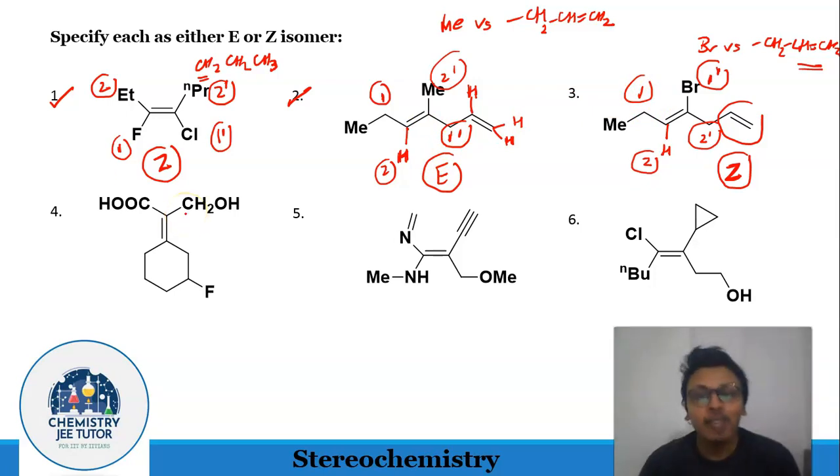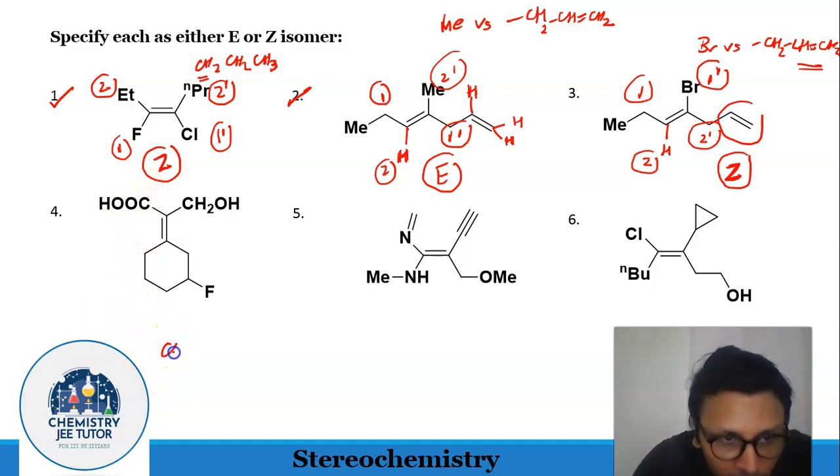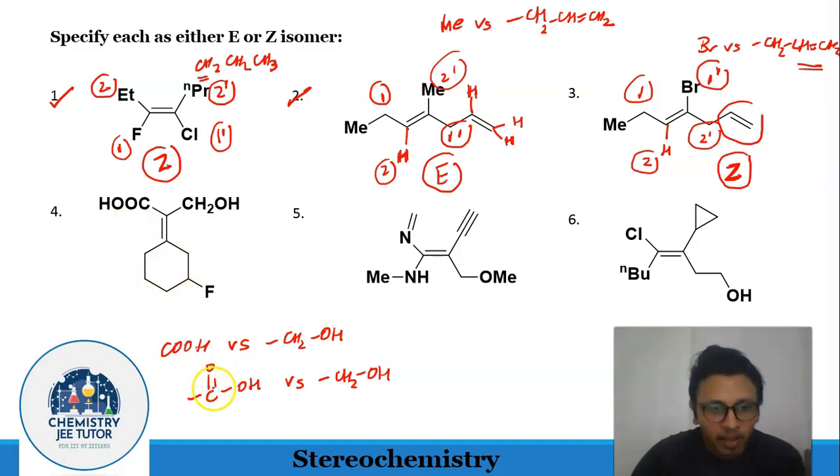We look at E versus Z only with respect to the double bond, not with respect to the ring. Okay, let us look at here. Let us look at this side first. We have a COOH versus CH2OH competition. So let us look at both the molecules. This carbon has an oxygen attached to it and another OH attached to it. This carbon has 2 hydrogens attached to it and an OH attached to it.